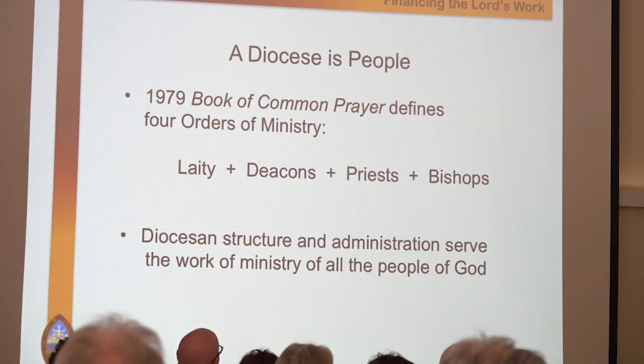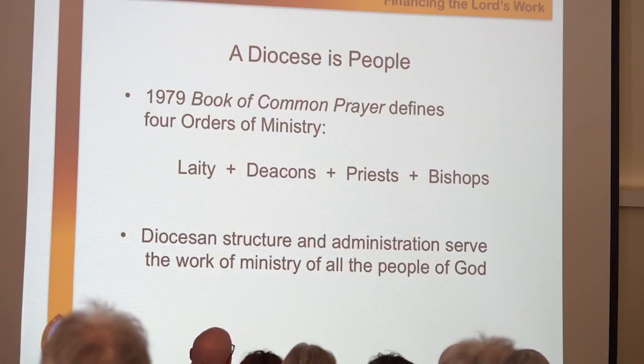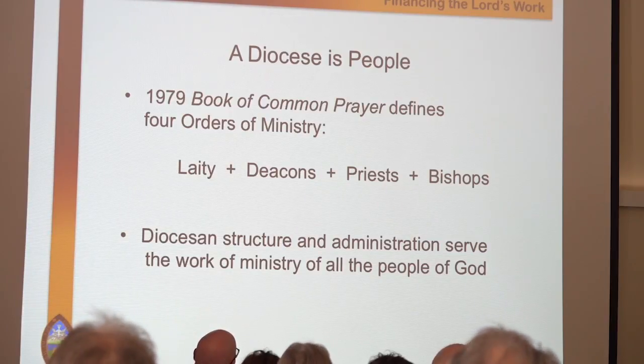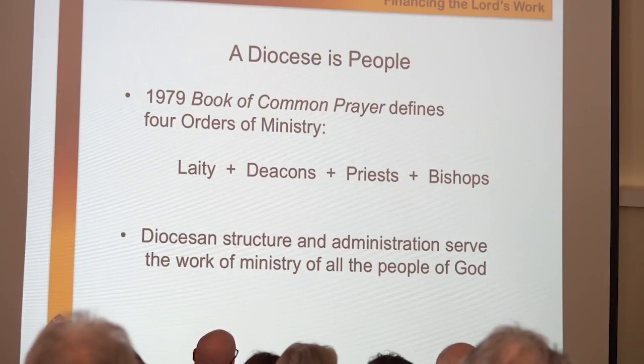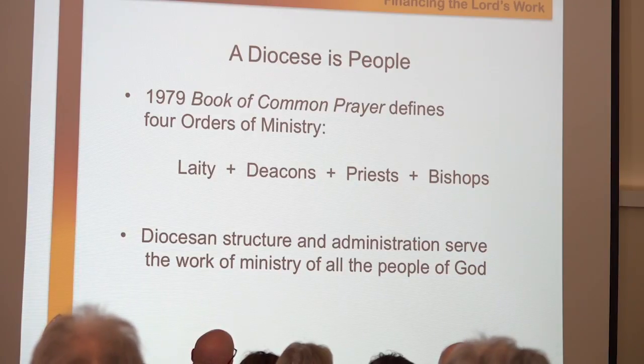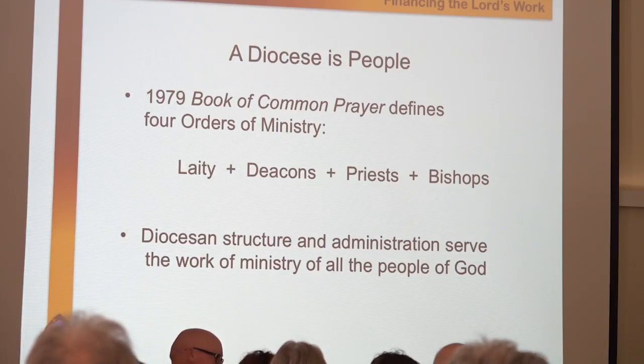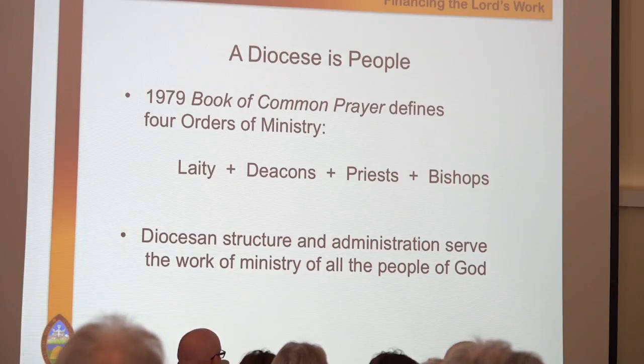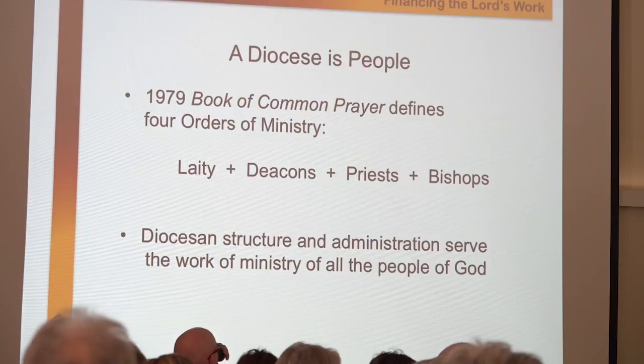But mostly, a diocese is its people. In our prayer book, we learn that the ministers of the church are, first of all, the laity, and then the deacons, priests, and bishops. There are 4 orders of ministry. And so everything we have in our diocesan structure and all the administration we do is only for one purpose: to serve the work of ministry done by all the people of God.